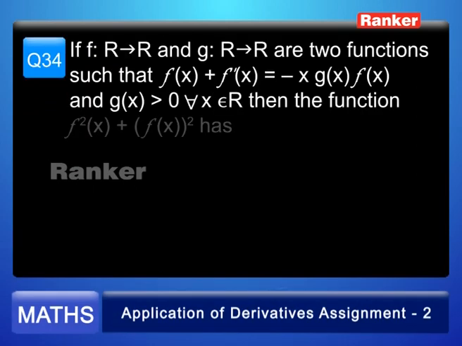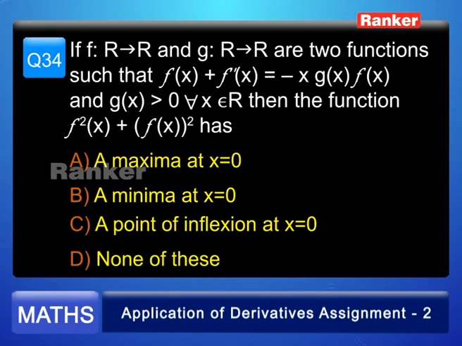Next question: if f maps R to R and g maps R to R are two functions such that f of x plus f double dash of x is equal to minus x into g of x into f dash of x, and g of x is greater than 0 for all x belonging to R, then the function f square of x plus f dash x whole square has option A, maxima at x equal to 0, option B, a minima at x equal to 0, option C, a point of inflection at x equal to 0, and option D, none of these.